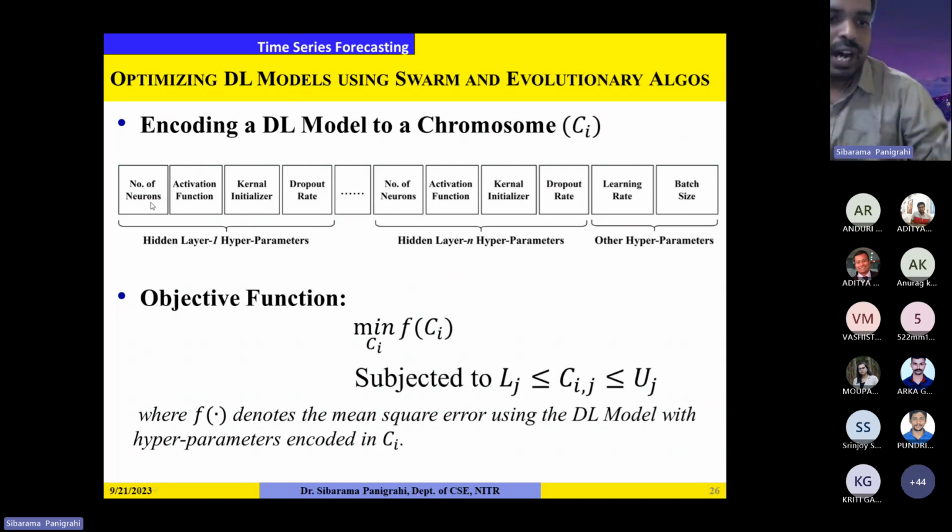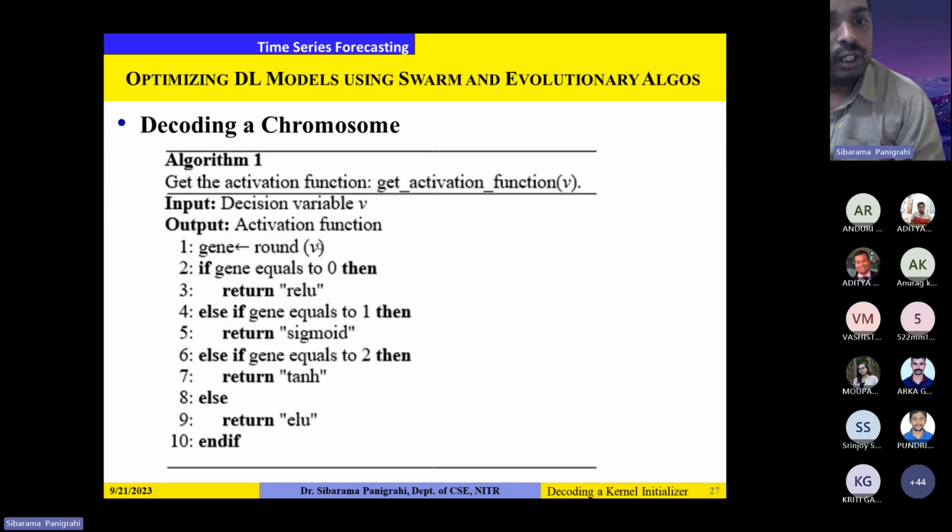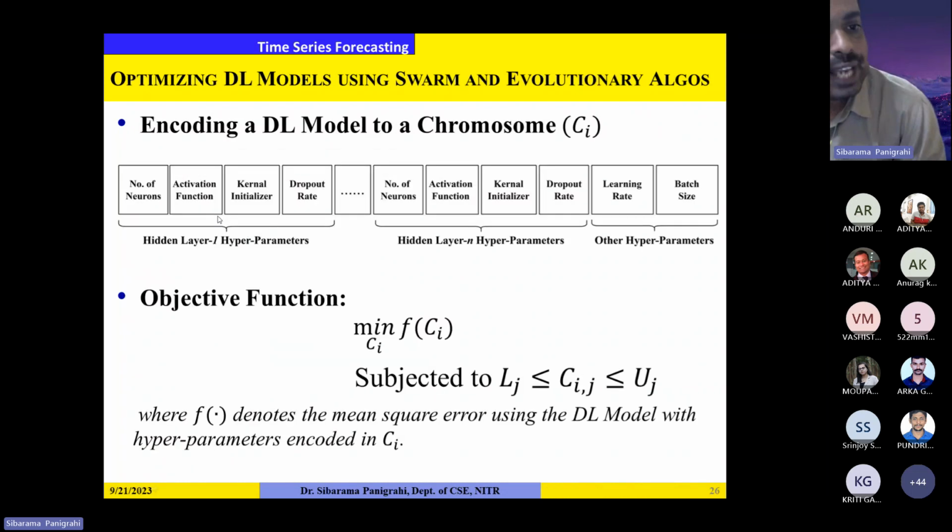So what I will do, I will convert that real number or round it off, then I will get an integral value for the number of neurons. Now, how will I get the activation function? Suppose I am using 4 activation functions: 0 means ReLU, 1 means sigmoid, 2 means tanh, otherwise it is the LU activation function. So for the activation function, the lower limit is 0 and the upper limit is 4.